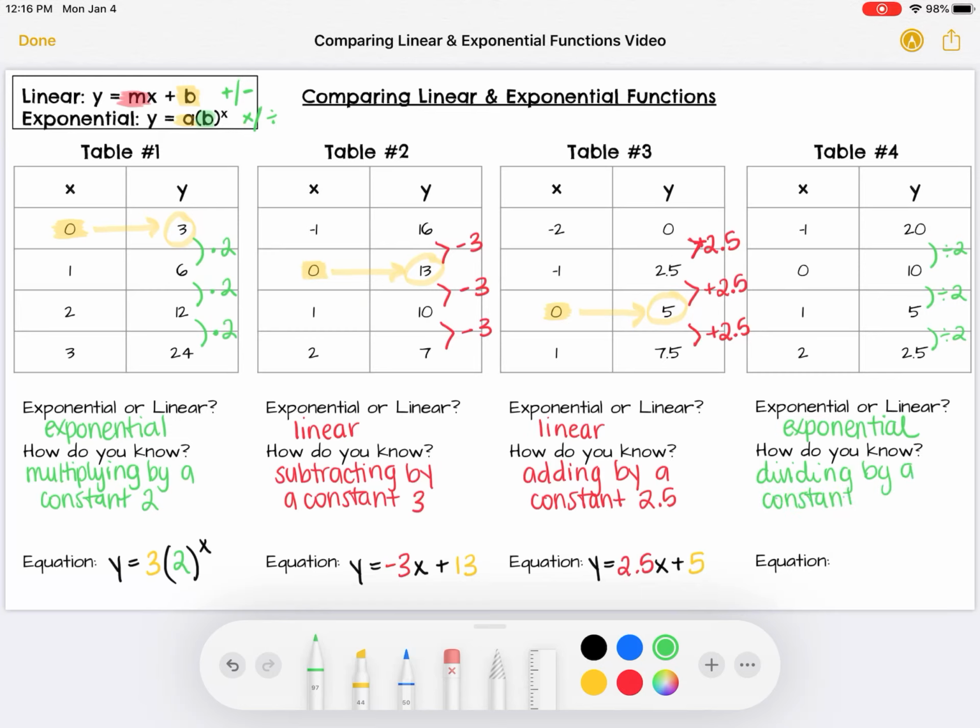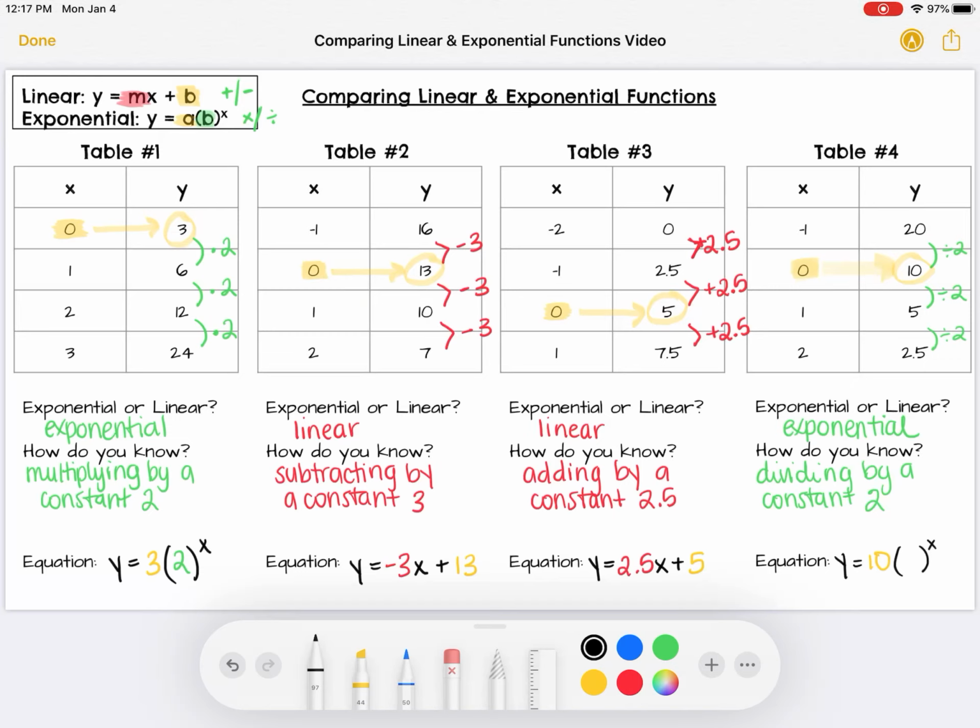Now we have to write our equation, which remember is the format y equals a times b to the x. So we always write our y equals a for the exponential equation. That's our starting value, which means we need to find where x is 0. Go over to the y. See that y is 10 there. So that means our a value is 10. Then we're going to have our parentheses to the power of x. And inside the parentheses, we need to put whatever our growth factor is.